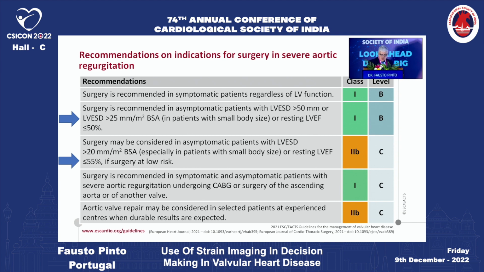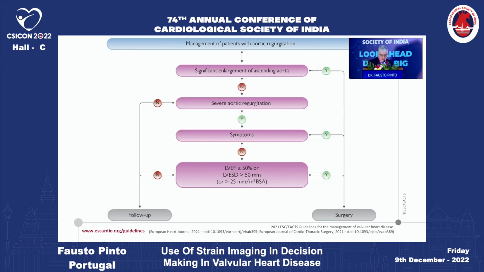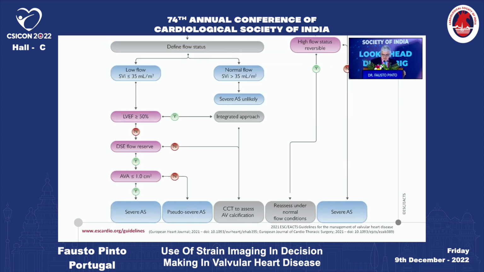In aortic regurgitation, it's the same, using end systolic diameters as well as the ejection fraction still as a reference for intervention in these patients. And you can see here the algorithm to assess patients with aortic regurgitation. If the patient is asymptomatic, the threshold of 50% of ejection fraction and end systolic diameter of 50 millimeters is still considered relevant to put indication for intervention in these patients.